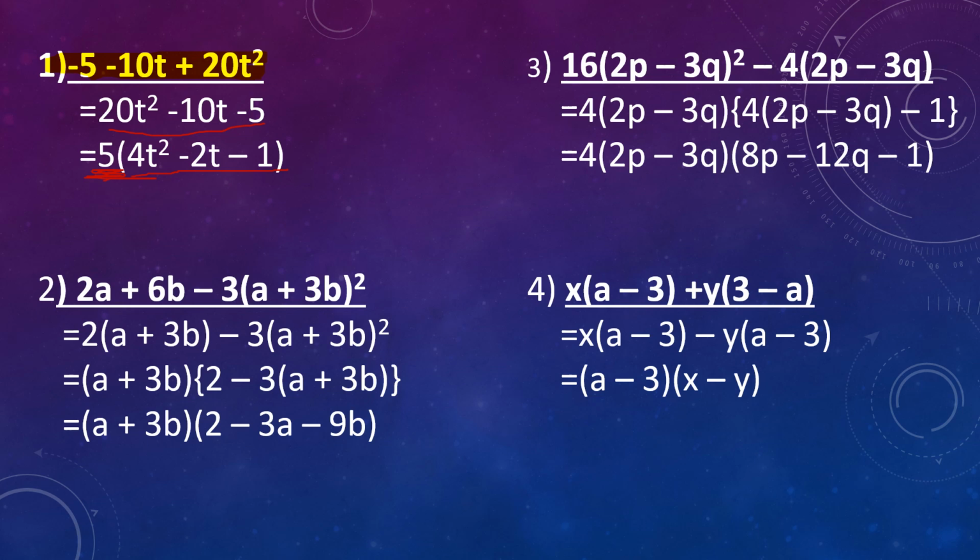2a plus 6b minus 3 times a plus 3b whole square. Now you will say, ma'am, nothing is common. No children, there is common. If you look at the first two terms 2a plus 6b and put them in bracket, you can take 2 common. As I have taken 2 common in the second step, you have got a plus 3b. Now this a plus 3b is with both the terms.